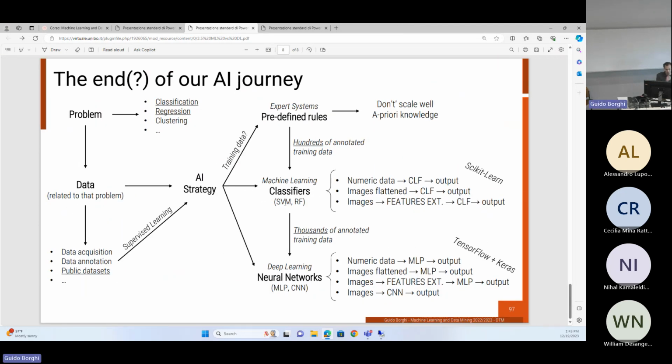Okay, so we have almost finished our course. We are going to do the last two exercises about the lab, and we are going to see a part about regression. But we can say that we have finished our course, our journey in artificial intelligence.